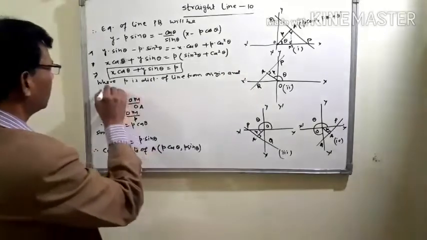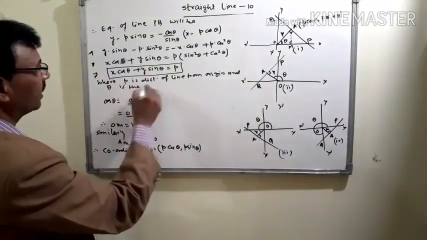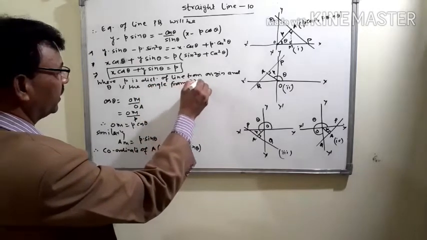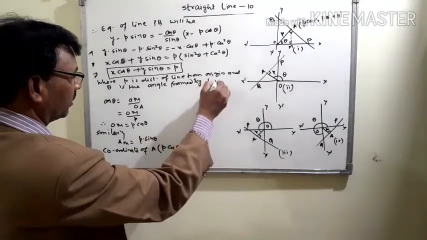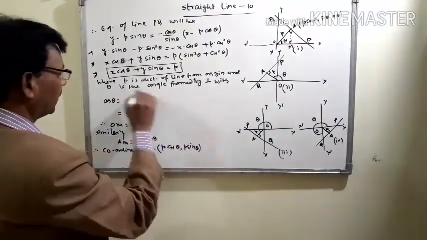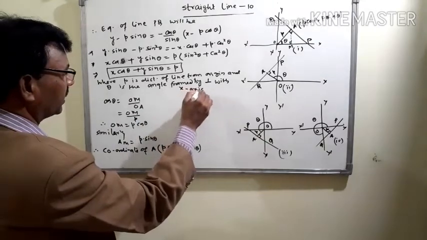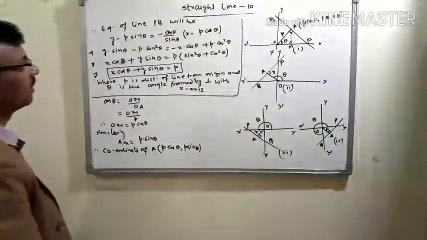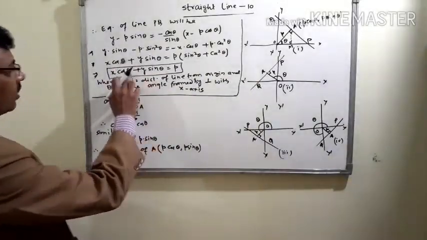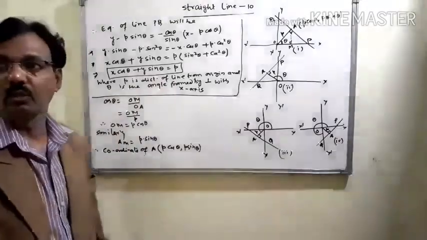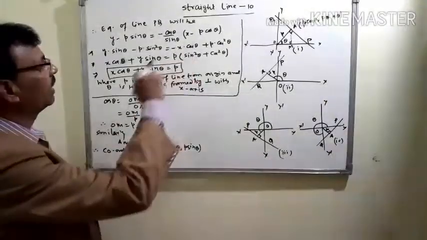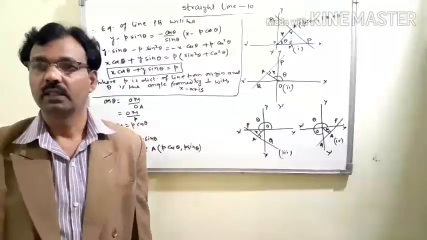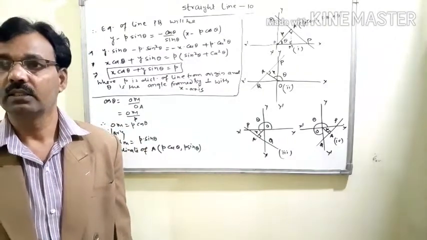And theta is the angle formed by the perpendicular with the x-axis. Now this equation, x cos theta plus y sin theta equal to p, is the equation of the required line in the normal form, and this is also known as the equation of a line in distance form.